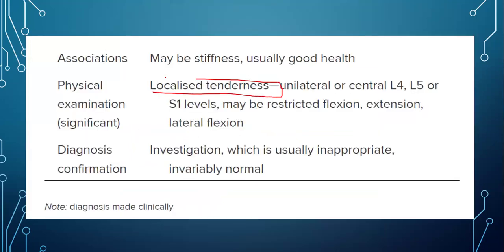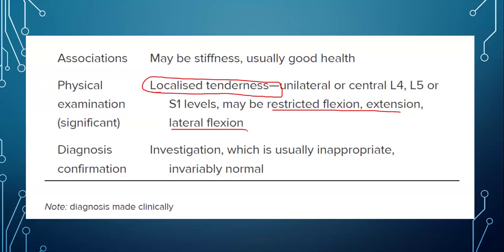Patients can also have localized tenderness on the vertebra. Just because there is localized tenderness doesn't mean that it is a fracture. Many people have this idea that because one bone is a bit tender it means that it is a fracture. It's not like that always. Patients with vertebral dysfunction will also have restricted flexion, extension, and lateral rotation.